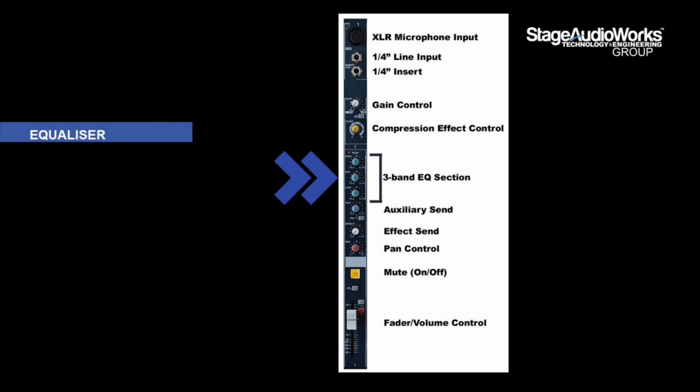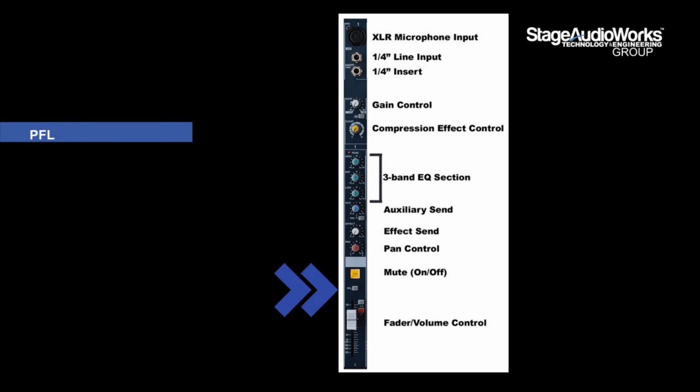But obviously in more advanced consoles or digital consoles, we have much more control of this section, and we will get more into that just now. Aux send, this adjusts the signal level sent to the auxiliary bus. We're going to dive deep into auxes in a second. Pan control allows you to pan the signal from this channel to the left or right of your PA system. Mute on and off allows you to turn the channel on or off.